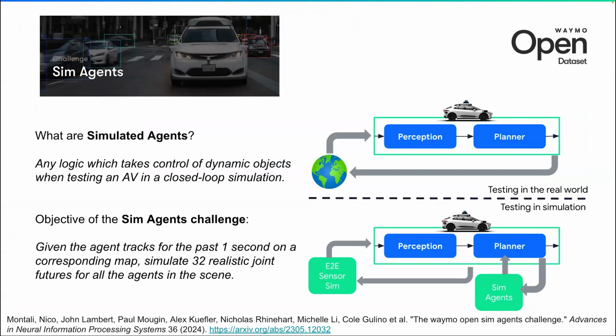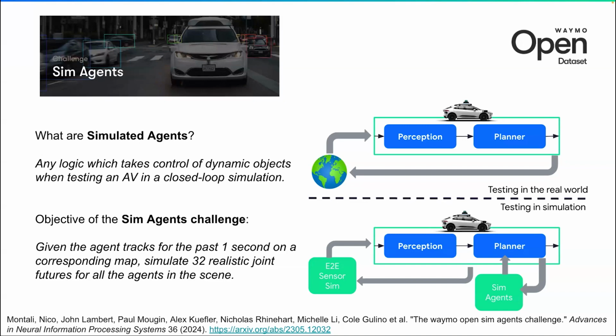When you have an autonomous vehicle, what you want to do is to test it, obviously. But testing in the real world is quite expensive. So you need a safety driver, you need an actual car. So it's not really a scalable approach. What we usually rely on doing is testing in simulation before testing in the real world.